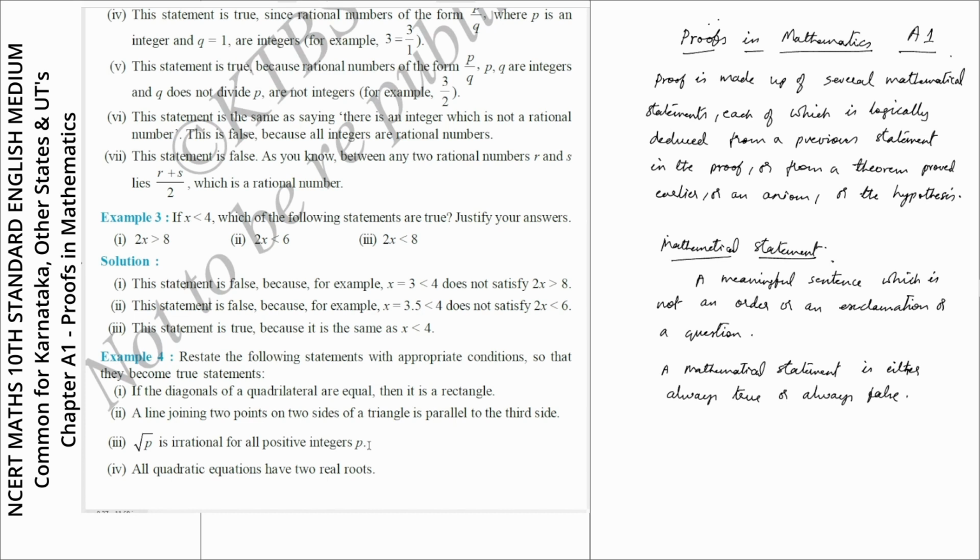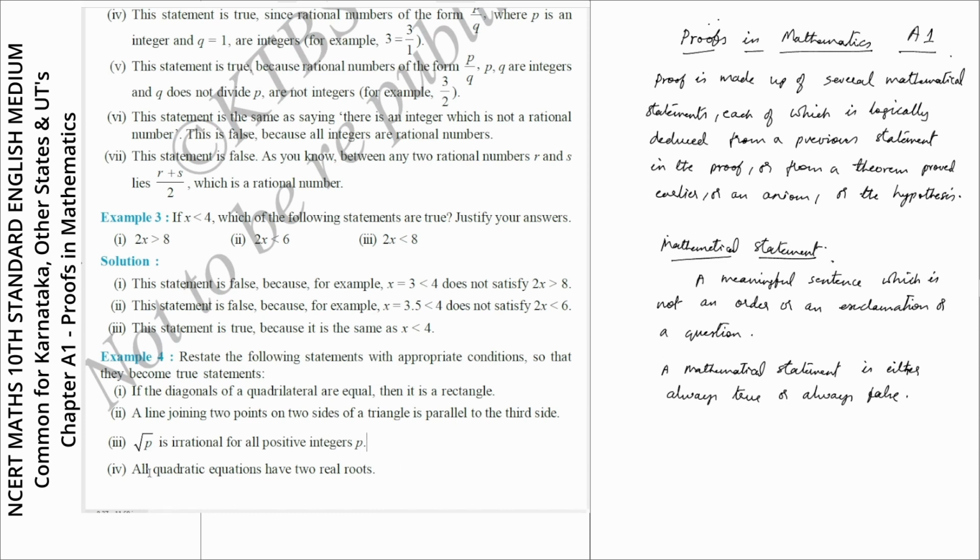So the ideal statement would be: root p is irrational for all positive integers p, where p is not a perfect square. p can be anything, but p cannot be numbers like 4, 9, 16. 16 also is a perfect square, square root of 16 is 4, and 25 also is a perfect square. So p can be any integer except a perfect square. So root p is an irrational number for all positive integers p, where p is not a perfect square.